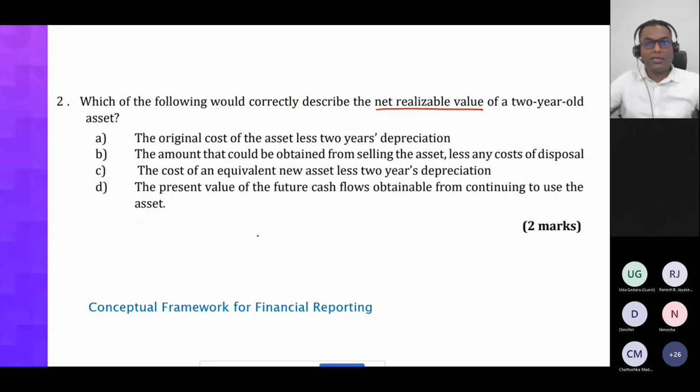So what is the question? Out of these four answers, which describes the net realizable value of a 2 years old asset? Original cost of the asset less 2 years depreciation. What is this? Historical cost. This one is historical cost.